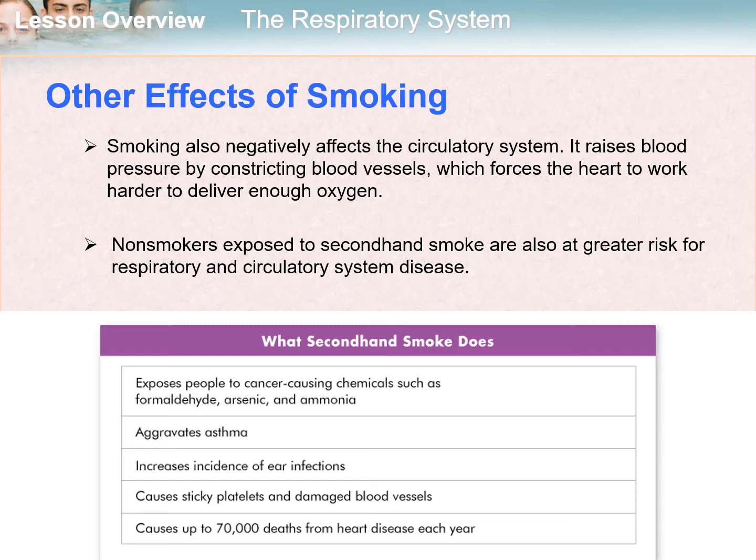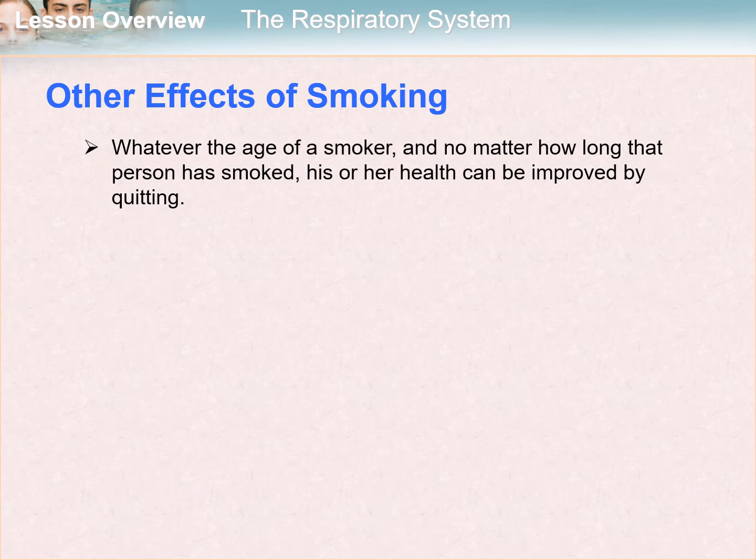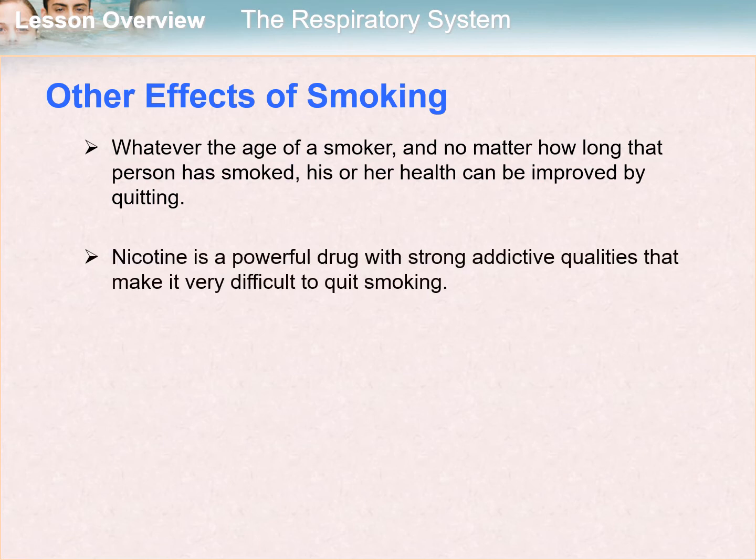Studies indicate that children of smokers are twice as likely to develop asthma or other respiratory problems. Pregnant women who smoke also place their babies at risk for many complications. Whatever the age of a smoker, and no matter how long that person has smoked, his or her health can be improved by quitting.